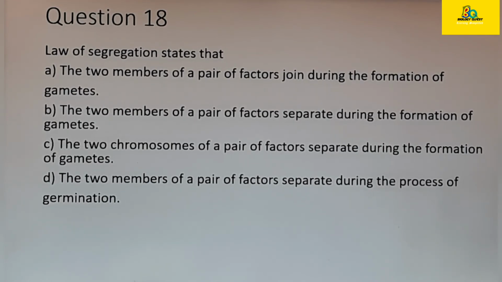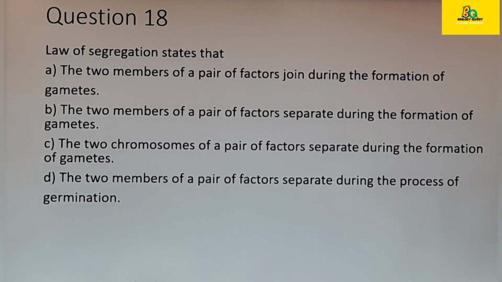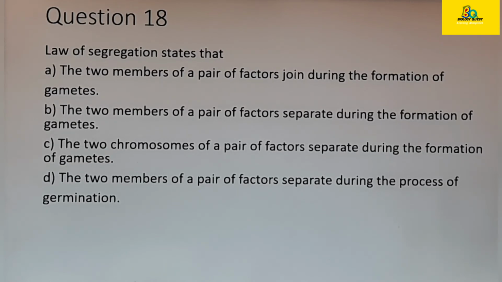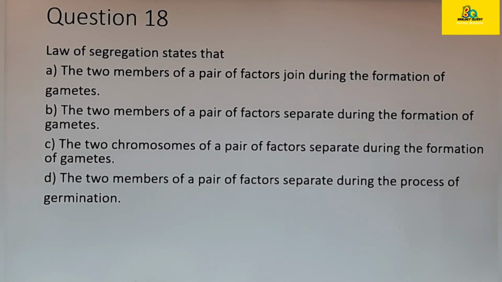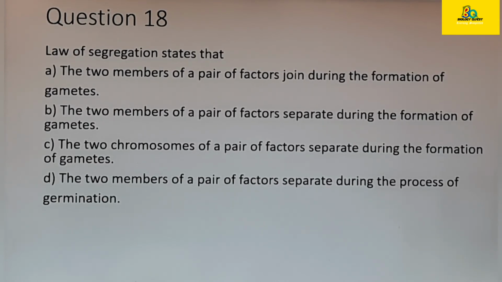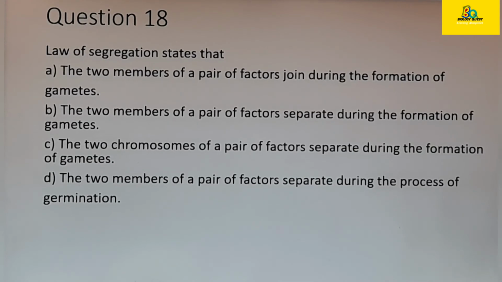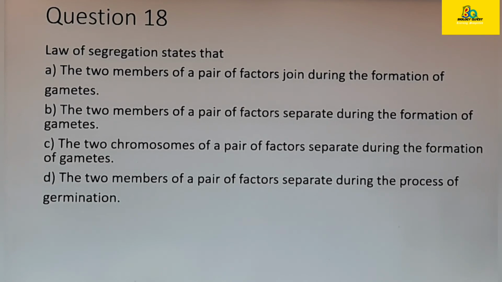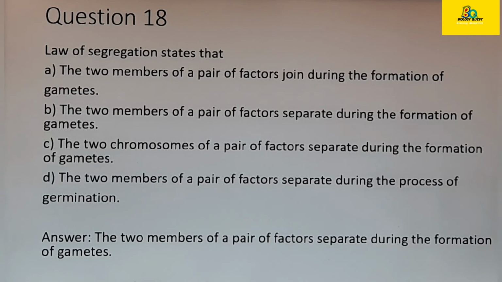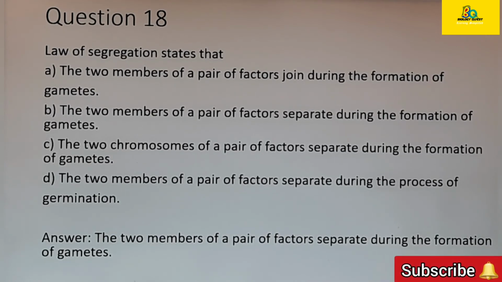So the members of a pair of factors separate during the formation of gametes. It is not the two chromosomes of a pair. We know the factors, which are now called genes, are located on the chromosomes. So option C is wrong. It is option B which is correct. The members of a pair of factors separate during the formation of gametes. The correct answer is option B.